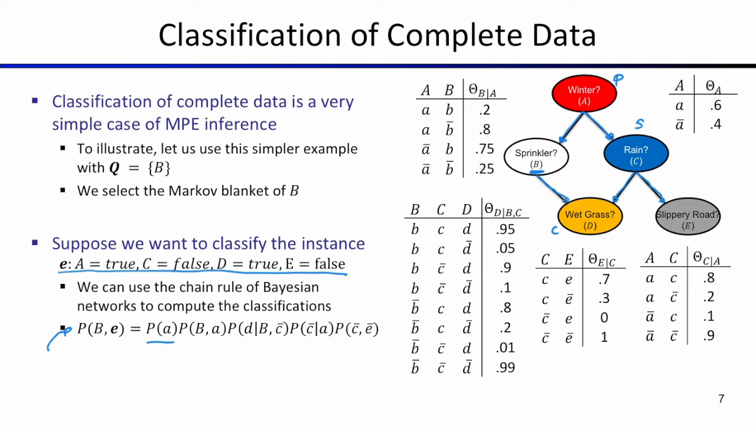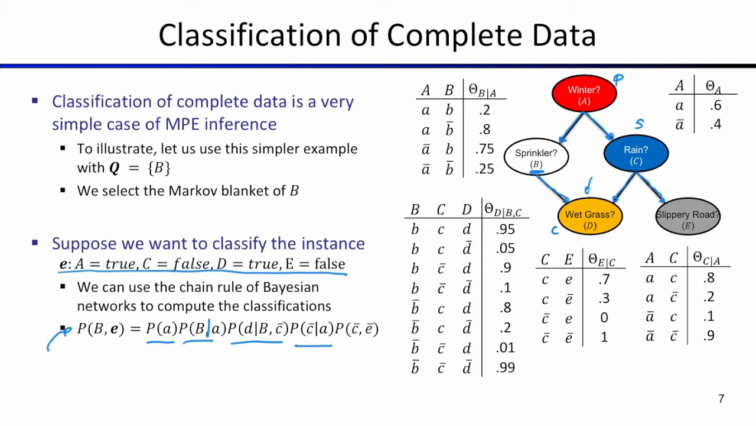It's going to be P of A, because A has no parent. It's going to be P of B given A, because A is the only parent of B. It's going to be probability of D given B and C. So D is this node here. It has the two parents, B and C. So correct.